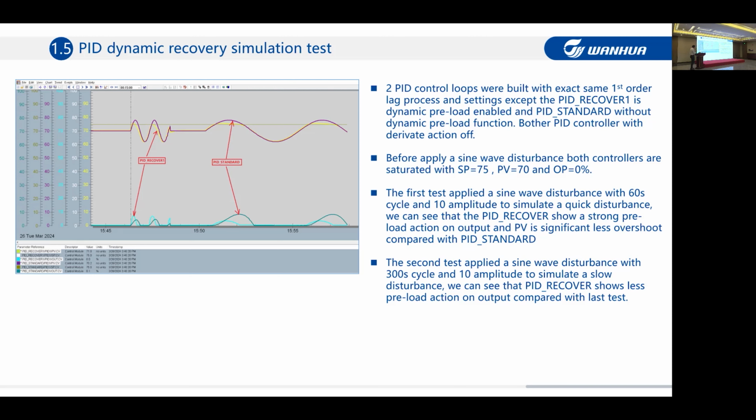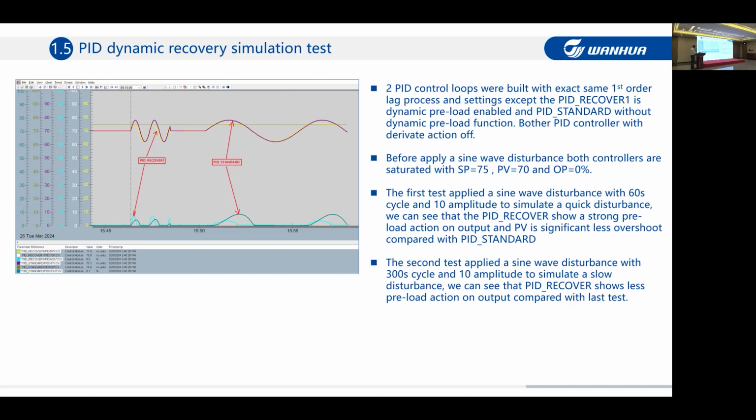So you can see that this one is the preload enabled. The yellow is the PV, and this color is the preload enabled. You can see the preload action is quite obvious compared with the standard PID. The overshoot of the dynamic preload enabled PID is much less than the standard PID. So that's what we want.